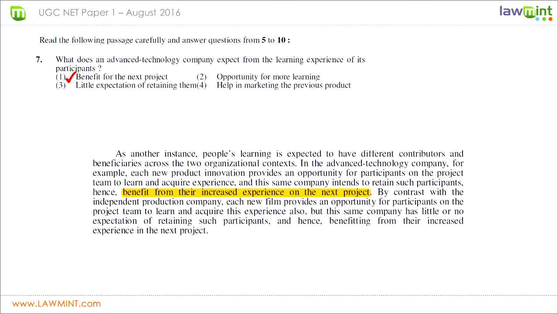In question number 7, we are asked, what does an advanced technology company expect from the learning experience of its participants? Now here, if you look at the paragraph that is pasted below, and specifically the sentence that is highlighted in yellow, it says that benefit from their increased experience on the next project is something that advanced technology companies expect from the learning experience. Therefore, the answer choice here is option 1.